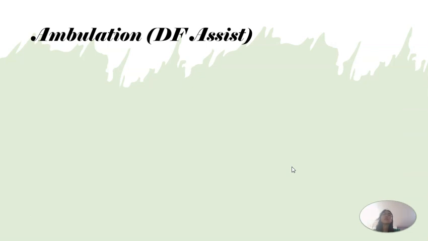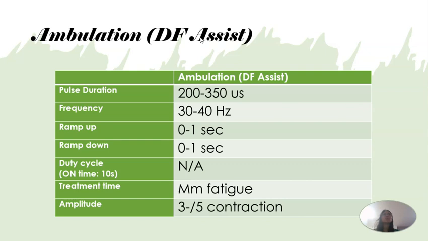Next would be FES for ambulation. We apply FES for ambulation mainly to assist dorsiflexion or assist the foot clearance. Okay? So, to avoid falls or trips, isa to sa fino-focus natin in our program. Okay? We want to improve the dorsiflexion of the patient. And these are the following parameters. Okay? As you can see, pwede nyo ulit i-pause yung video to take note of the parameters.